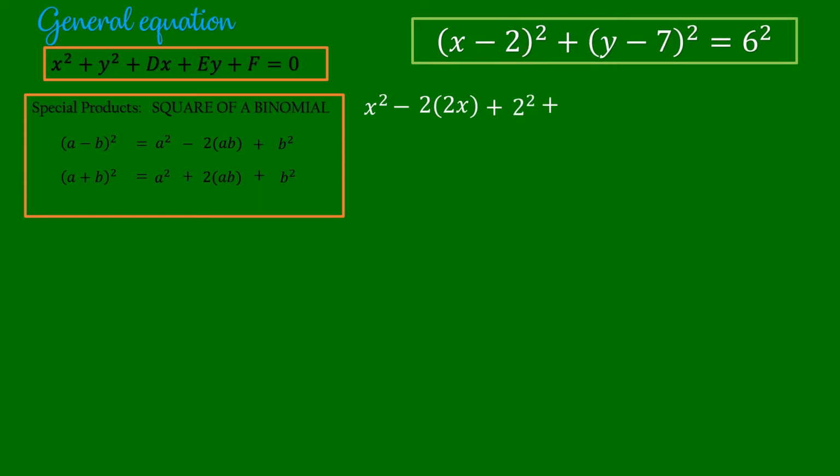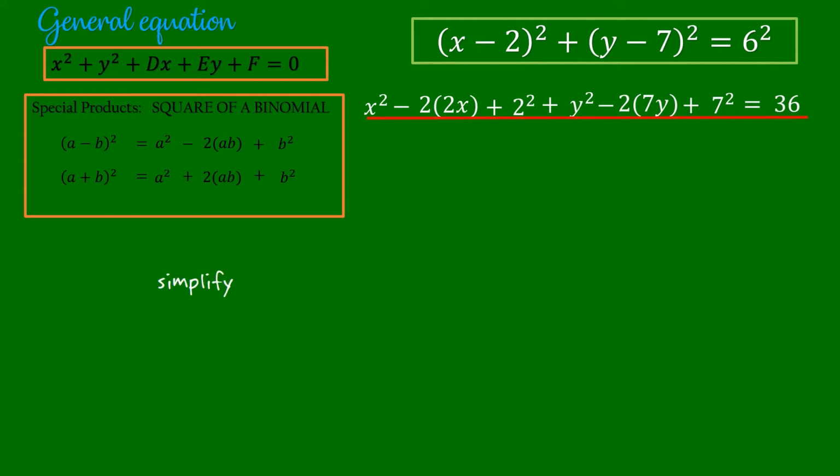Then copy this plus symbol. Next is to expand this and apply the same procedure that we have to arrive here. Again, get the square of the first term y, that is y squared, then minus, since the operation here is subtraction, and then get the product of the first term y and second term 7, which is 7y, then multiply it by 2, so we have 2 times 7y, plus the square of the second term 7, which is 7 squared. Then copy down this equal symbol and simplify this 6 squared. 6 squared is 6 times 6, which is 36.